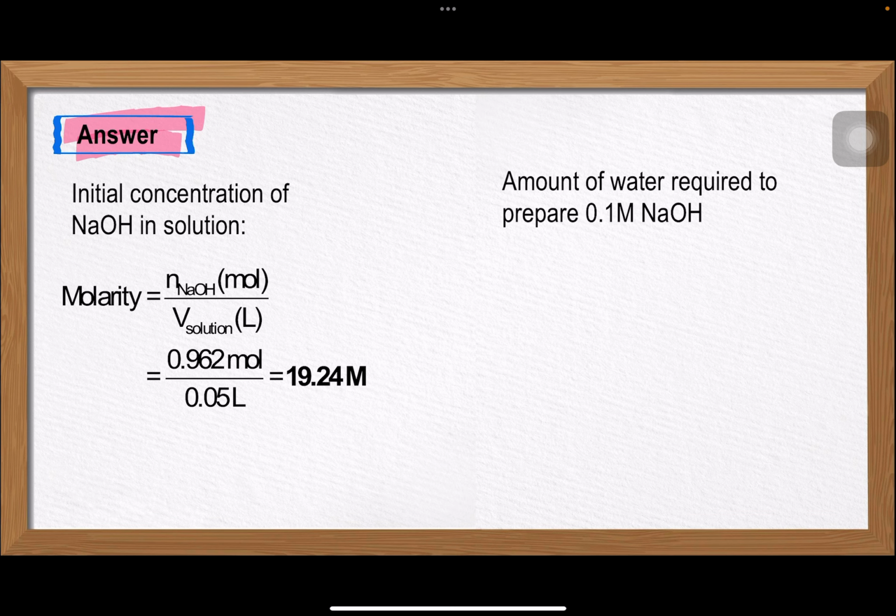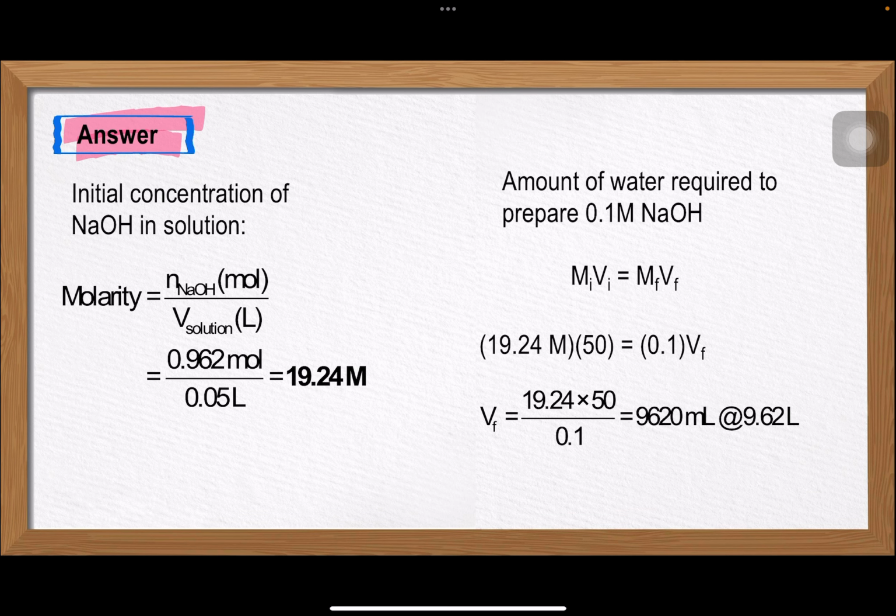How much water required to prepare 0.5 molar NaOH? This is dilution process. M1, initial, divide M final, must insert the formula. We need the final volume here. So the volume final is 9.62 liter or 9642 milliliter.